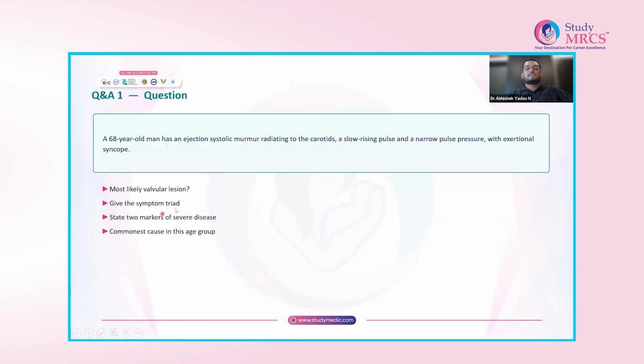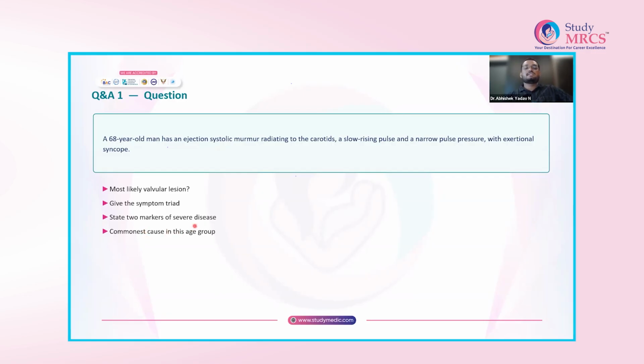Okay, the symptom triad, remember SAD: S for syncope, A for angina, and D for dyspnea. The markers of severe disease, as I said, when you do an echo: if the aortic valve area is less than 1 centimeter square, the jet velocity, the force of the blood across the aortic valve, is more than 4 meters per second, and the pressure gradient across the aortic valve is more than 40 mmHg. So these are the 3 criteria to say the patient has severe aortic stenosis.